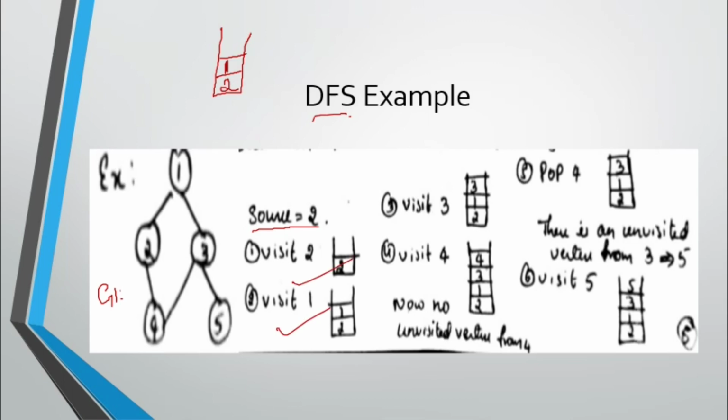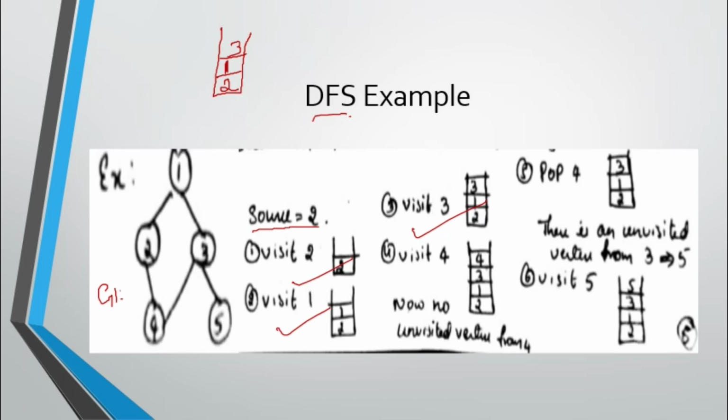In the second step they have pushed the 1 into the stack. In the first step they have pushed the 2 into the stack. Then next what we have to do, from 1, we need to again see which vertices are in its adjacency list. So we have 2 and 3. 2 is already visited, so we have only one option, that is 3. So push the 3 into the stack as I have shown here. So that is what our third step says.